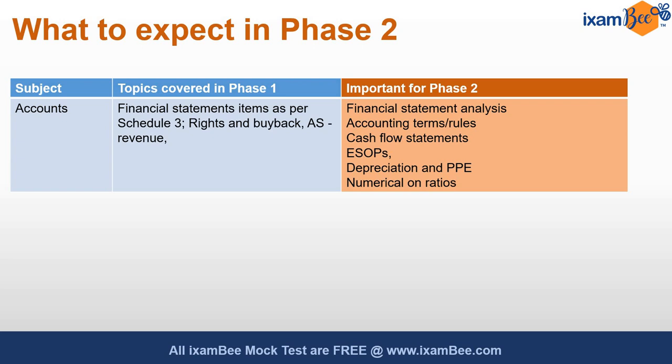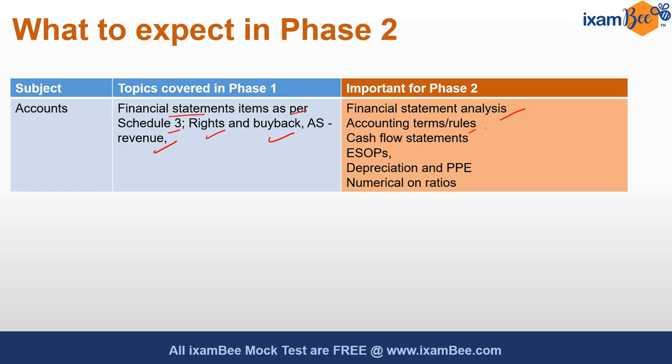So let's look at the topics that can be there. In accounts, the topics covered in phase 1 included financial statement items mentioned in schedule 3. So there was no analysis, but straight away financial terms used in the balance sheet were asked. And there were questions related to rights issue, buyback, and the accounting standard related to revenue. The important topics that you should continue to focus on in phase 2 will be financial statements and also financial statement analysis this time, as no analysis related topics were covered in phase 1.